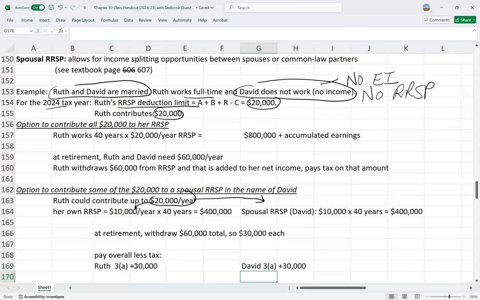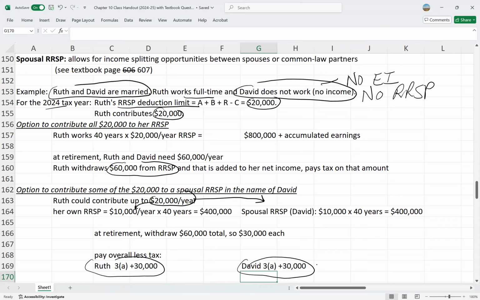And so remember those rates that we were looking at on the rates table? The higher your income is, the higher your tax rate is. If all the RSP was put into her name, she would pay more tax because the 60,000 would result in a higher tax bracket. But if you put some of the contributions into her spousal RSP in the name of David, and then they both withdraw money when they retire, they would pay less tax overall.